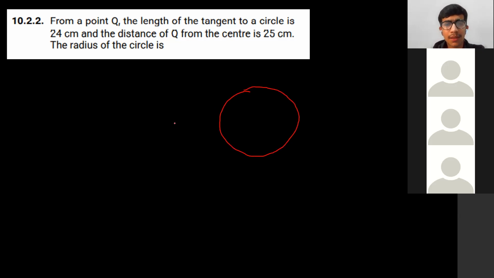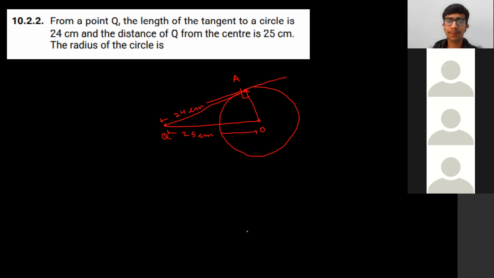There is some point Q outside the circle. We are making a tangent from this point. Okay. So this is the point of contact. Let's say it's A. This is my center of circle. We are given that the distance of Q from the center of the circle is 25 centimeters. So this distance is 25 centimeters, right? Of course, the radius is perpendicular to the tangent. So OA will be perpendicular to the tangent. And we have one more information that the length of the tangent is 24 centimeters. We just have to calculate this OA.